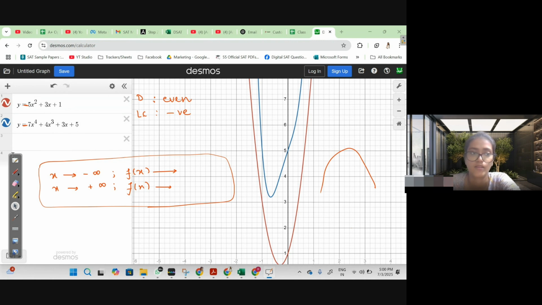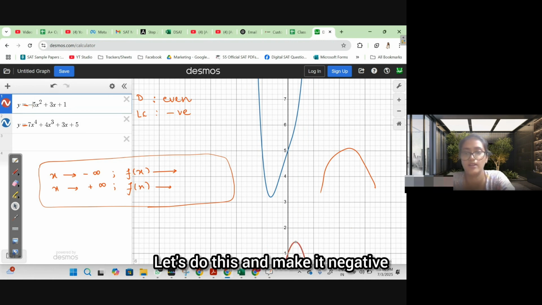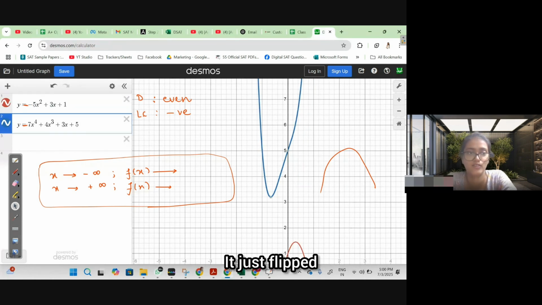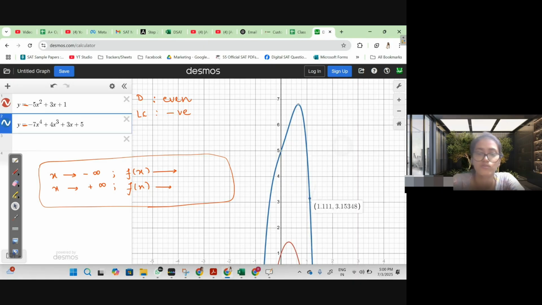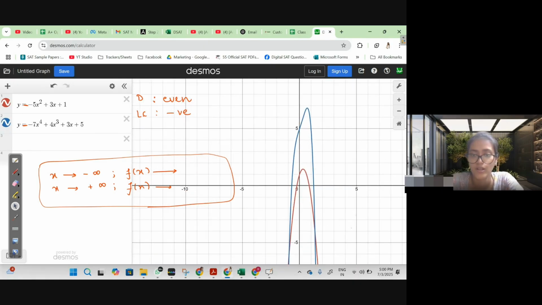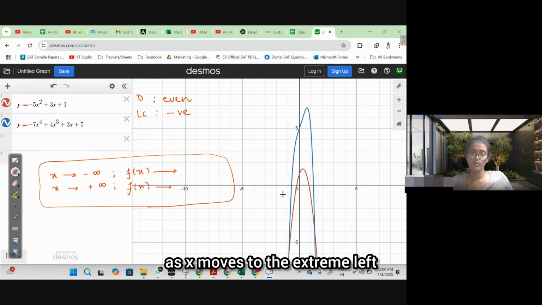Okay, let's do this and make it negative. Whoa, it just flipped. Make this negative, it just flipped. Okay, so now it has been flipped. So now what do you think about the end behavior? As x moves to the extreme left, what is happening to f of x?